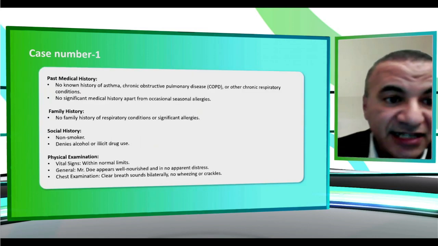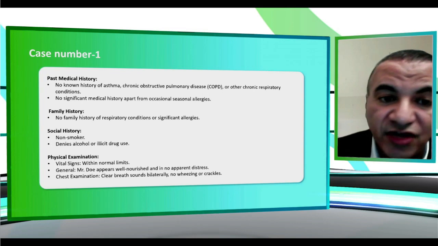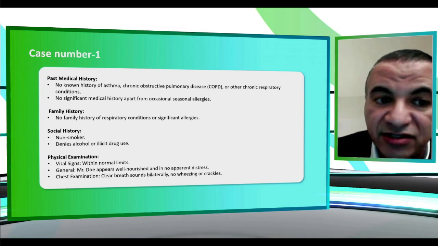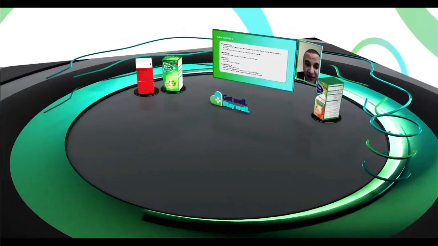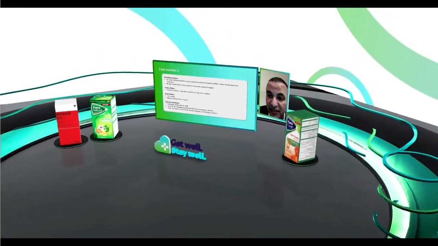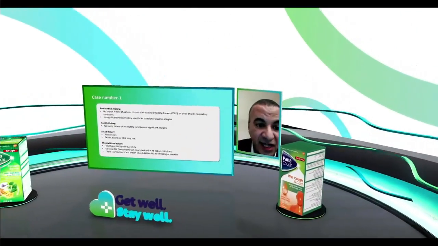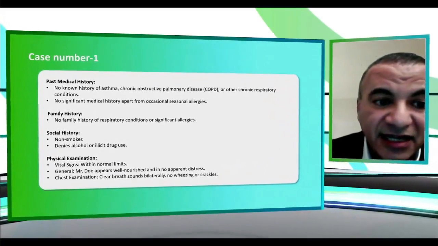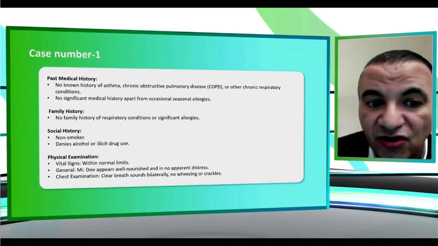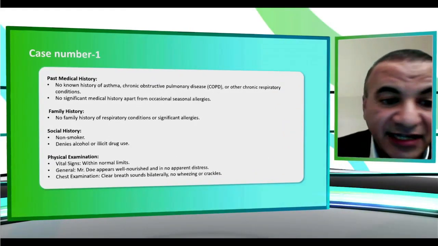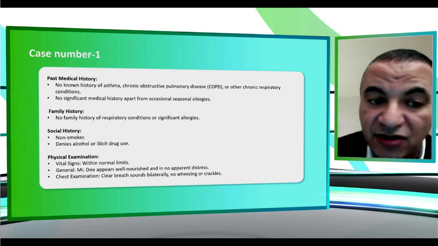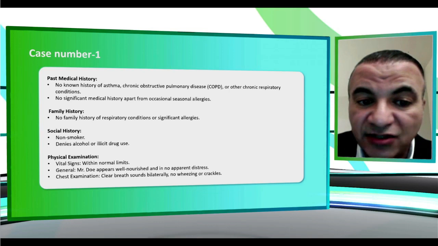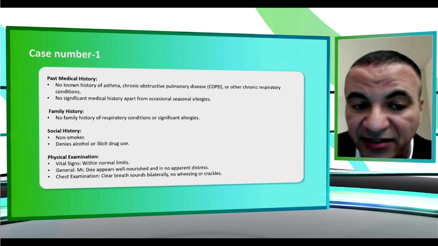His past medical history: there is no history of asthma, no history of chronic obstructive pulmonary disease or other chronic respiratory condition, and no significant medical history apart from occasional seasonal allergy. Family history: there is no family history of respiratory conditions or significant allergy. He is a non-smoker and denies alcohol or illicit drug use. Physical examination: all his vitals are normal. Generally, Mr. Doe appears well nourished and in no apparent distress.